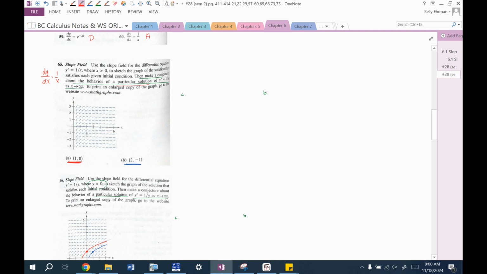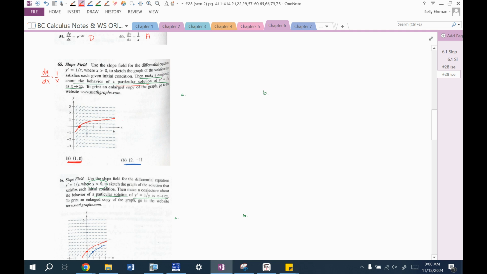So first, let's just sketch the thing. Don't overthink it. Plot the point they give you. So here's the point (1, 0). Use the little slopes to help guide your line. It doesn't have to be perfect. It's like, well, how do I know that I'm here instead of up here? Just let the little tangent slopes guide you.